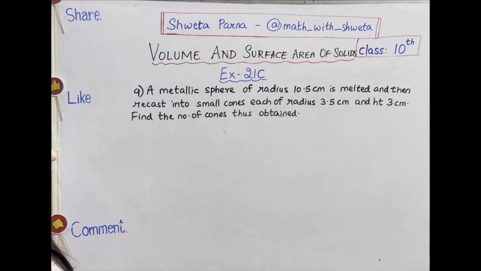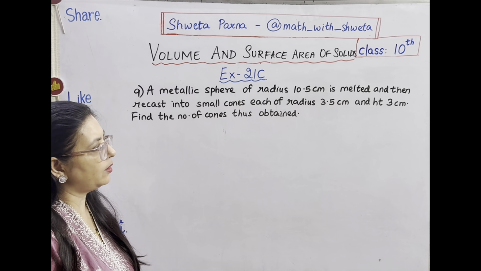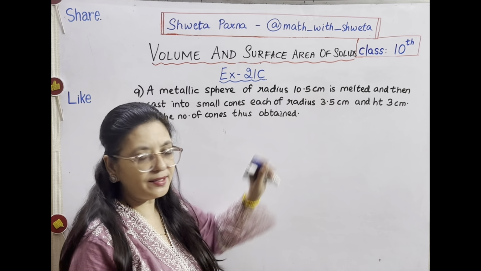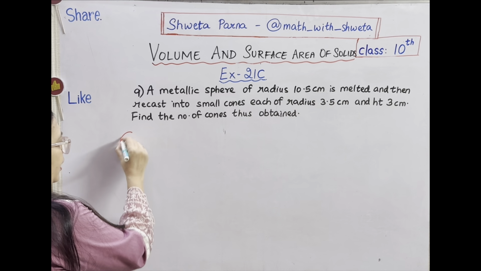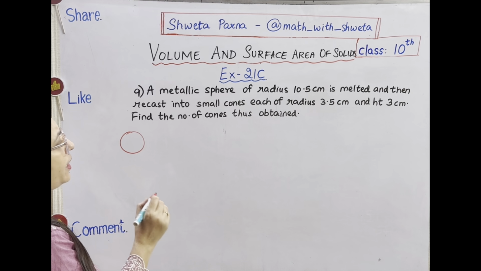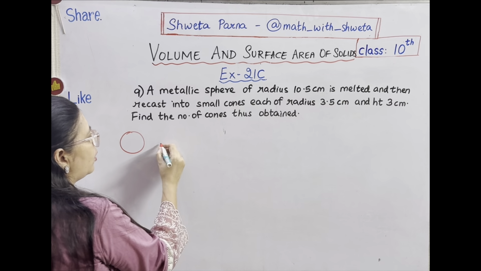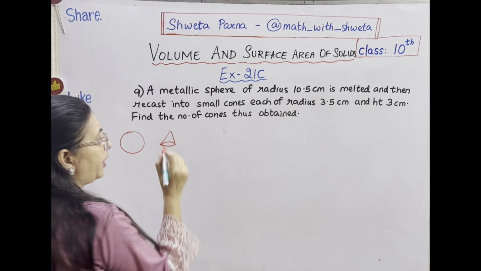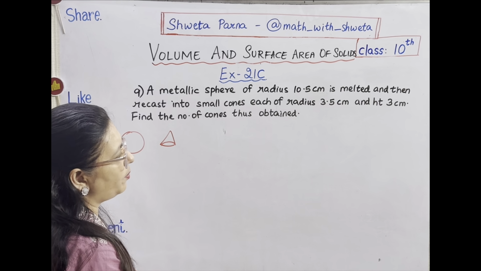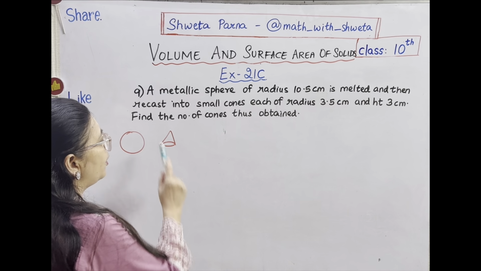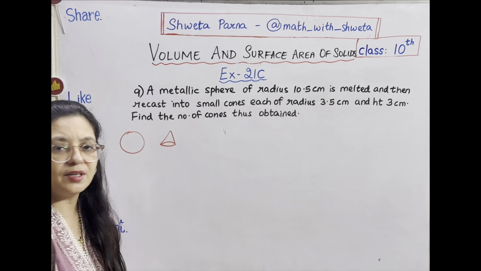Go to question number 9, children. A metallic sphere whose radius is 10.5 centimeter is melted and then recast into smaller cones. They are made into cones, each of radius 3.5 centimeter and height 3 centimeter. Find the number of cones thus obtained.